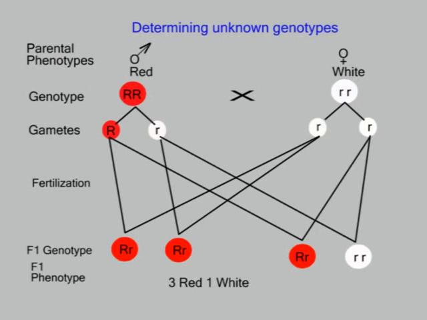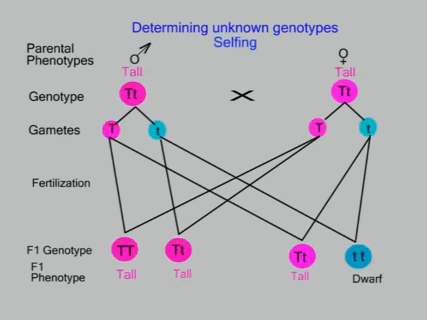Unknown genotypes can also be determined by carrying out selfing experiments. For example, a phenotypically tall plant is either genotypically homozygous or heterozygous for this trait. If selfed and all its offspring are phenotypically tall, then the parental genotype is homozygous tall. However, if after selfing both tall and dwarf offspring are produced in the ratio of 3 to 1, then the parental genotype is heterozygous tall.